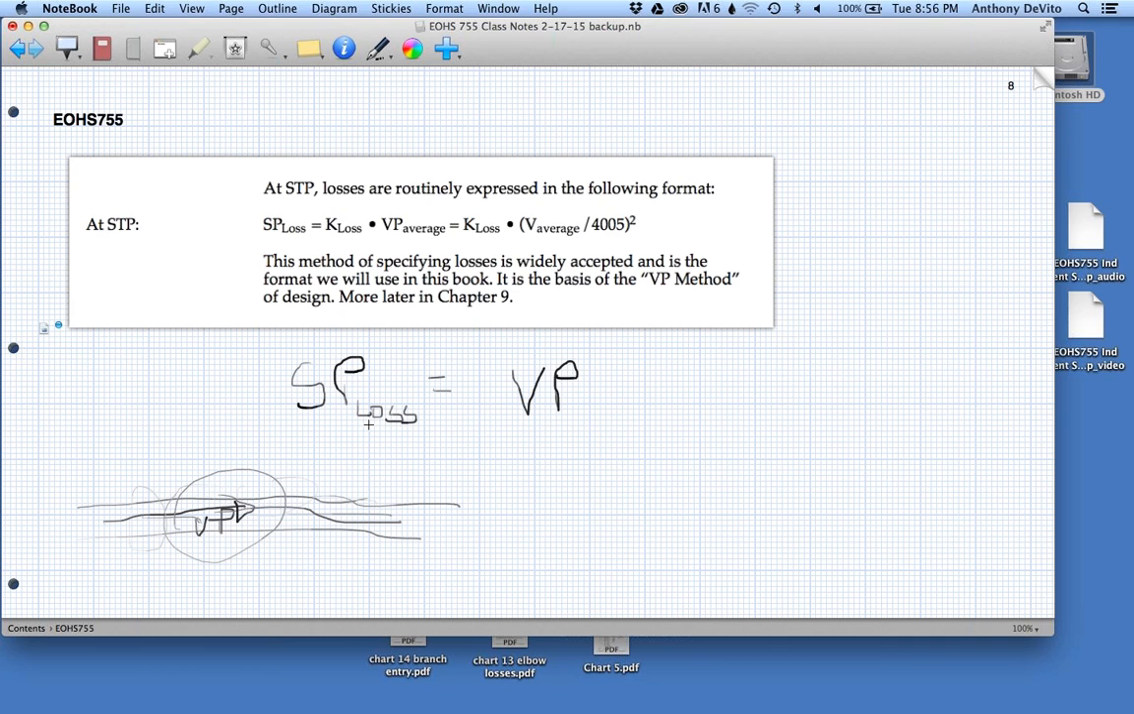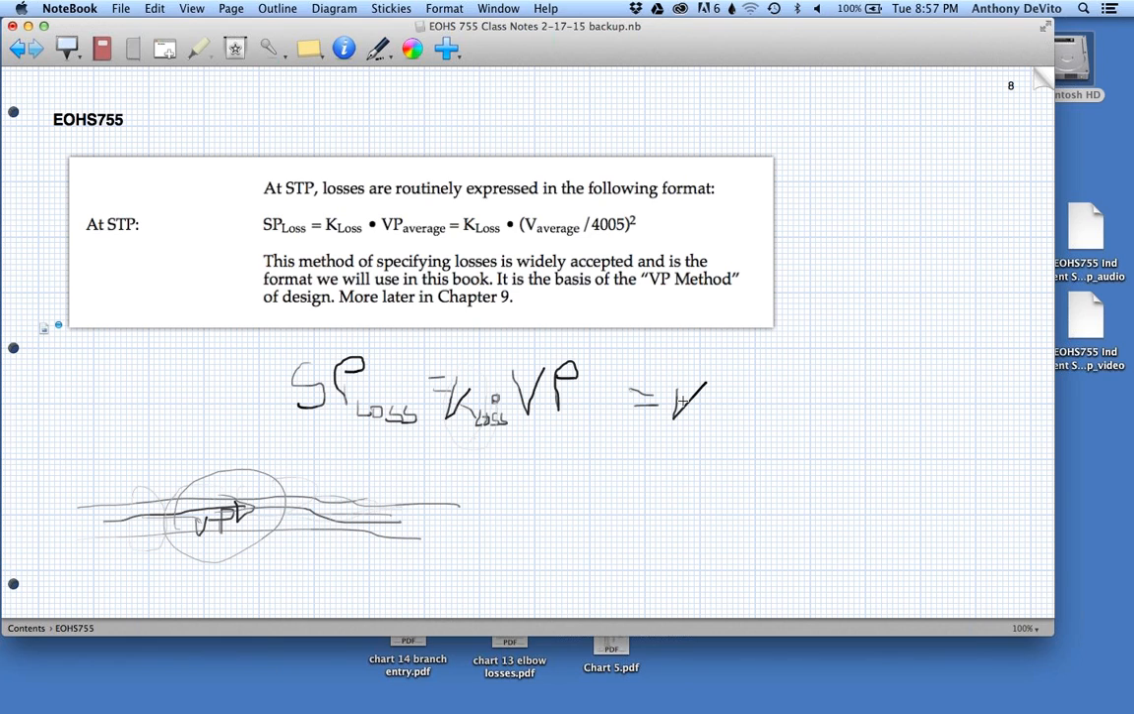At any rate, static pressure loss is related to the velocity of the air moving through there. In other words, the velocity pressure times some factor we're going to call K, K loss. That's a number that we're going to use. That factor may be 0.1, 0.05. The less friction there is, and the less loss there is, the smaller this number is going to be. The greater it is, the larger that number is going to be.